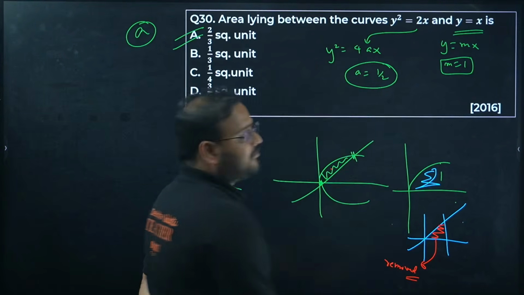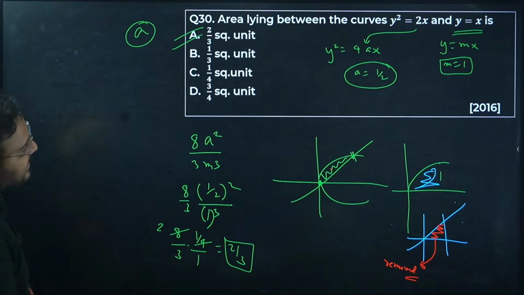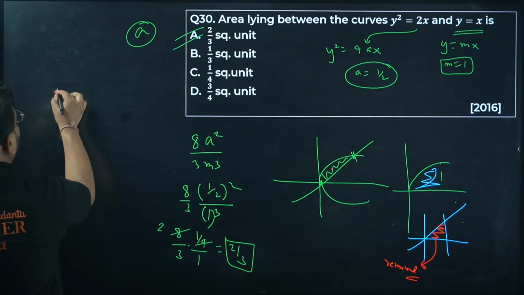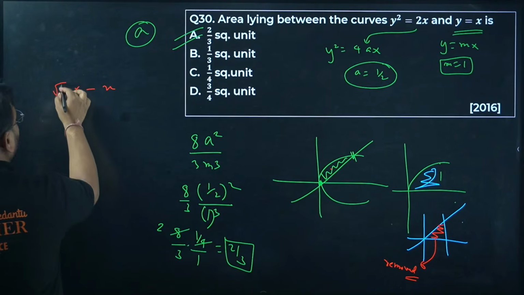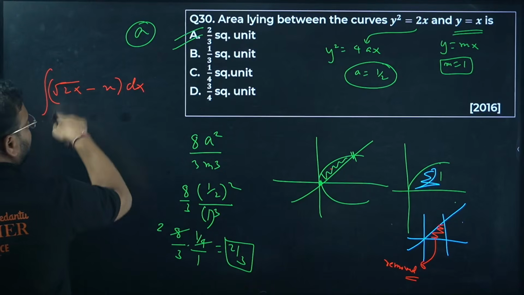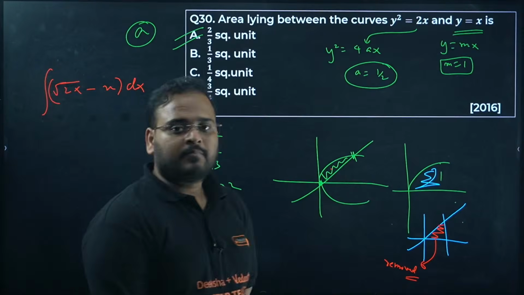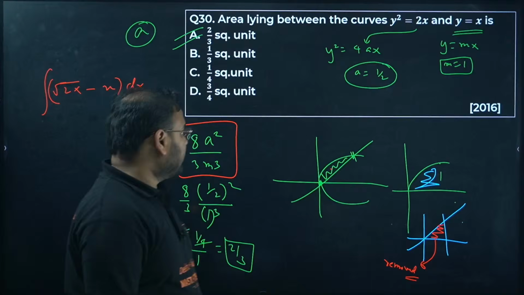So you're going to take the difference of both the areas. If you take the limit on the x-axis, you will take the integration of root 2x minus x dx. From where to where? The limit you have to use. Otherwise, remember the formula 8a square by 3m cube. Your answer will come as option A.